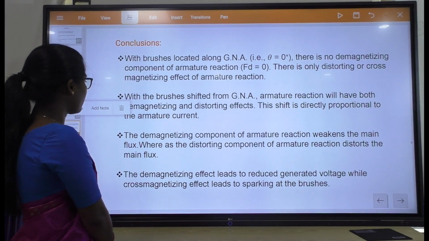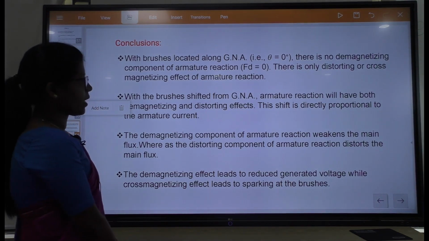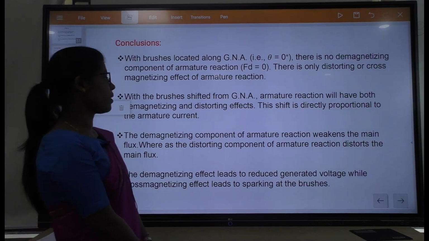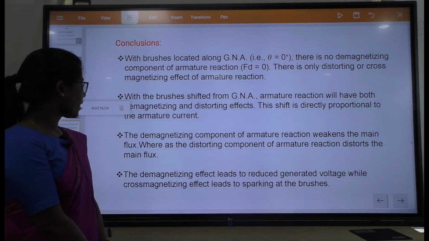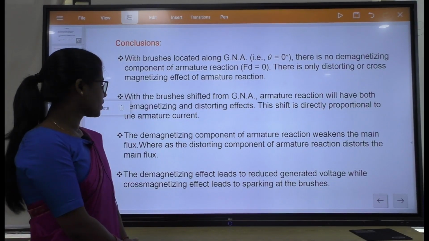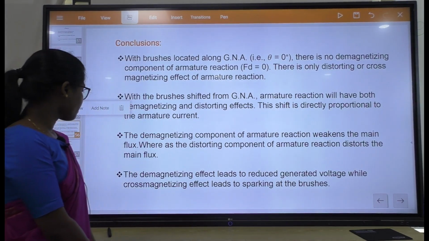current. And the third point is the demagnetizing component of armature reaction weakens the main flux, whereas the distorting component of armature reaction distorts the main flux. Okay. So the demagnetizing component weakens our main flux, and our distorting component of armature reaction distorts the main field flux.